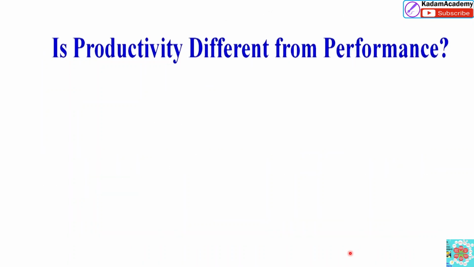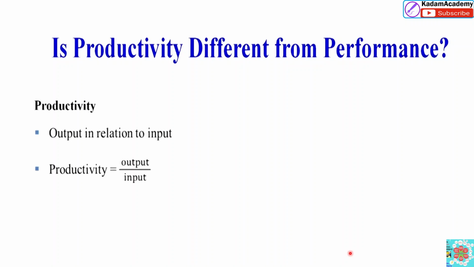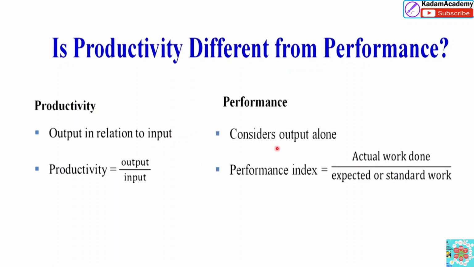Now, how is productivity different from performance? Let's see what performance is. Productivity, which we have already studied, is output in relation to input. That means productivity is equal to output upon input. But how is performance different? Performance considers output alone. In a performance index, we calculate actual work done upon expected or standard work done. That ratio is nothing but performance. In productivity, it is overall output upon input.